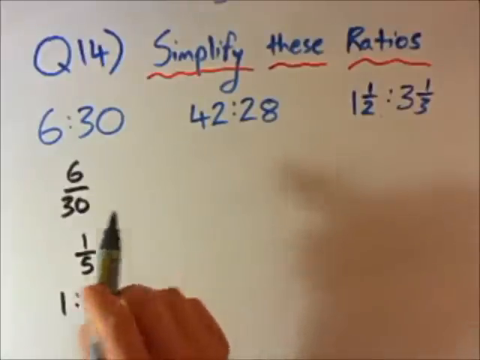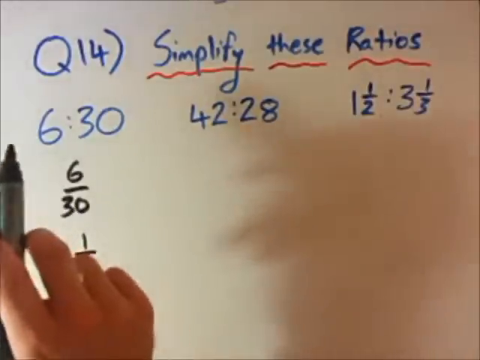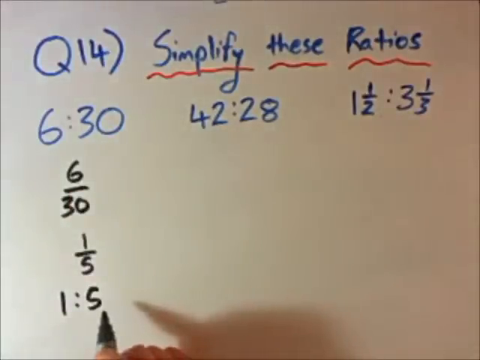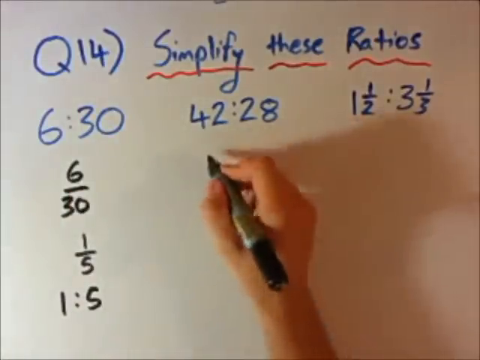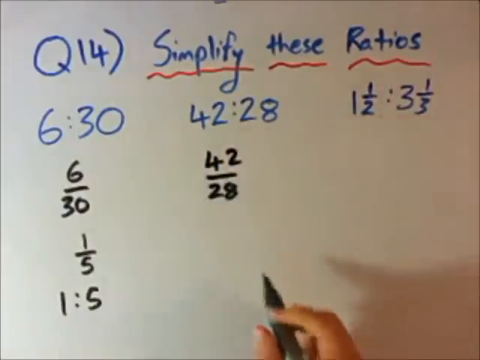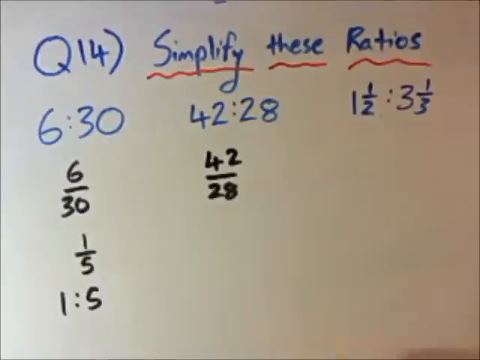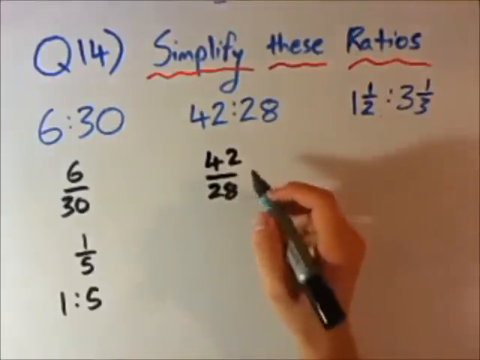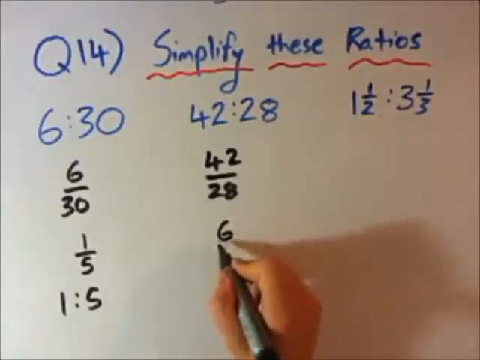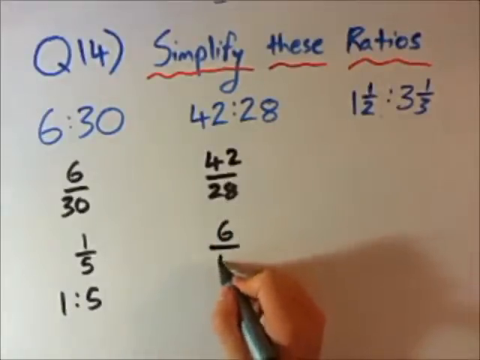So instead of saying that our boy to girl ratio in a class is 6 boys for every 30 girls, we can say 1 boy for every 5 girls. Let's go ahead and do the next one. So I'm going to write this as a fraction. 42 over 28. Well, let's go and simplify this. Let's look for... Okay, 7. 7 goes into both of these. 7 times 6 is 42. 7 times 4 is 28.